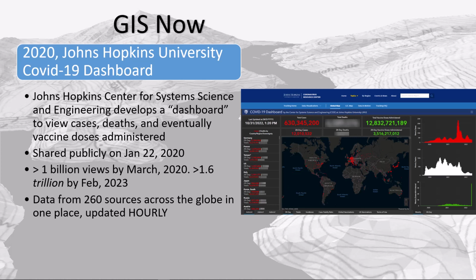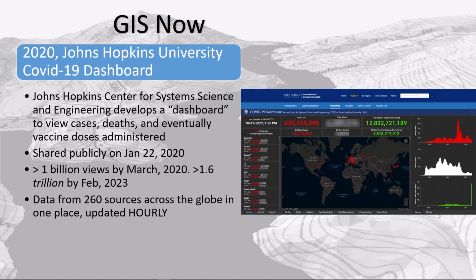Or is it? Public health is one of the most important things to look after and is perhaps one of the strongest uses of GIS. A dashboard is just a type of product that displays information like the example on the screen. It has statistics, a map, and charts that are all connected to show different sides of the same data. This one has kept track of COVID cases, deaths, and eventually vaccination distribution in real time for the past 3 years from authoritative sources around the globe, 260 sources to be exact.